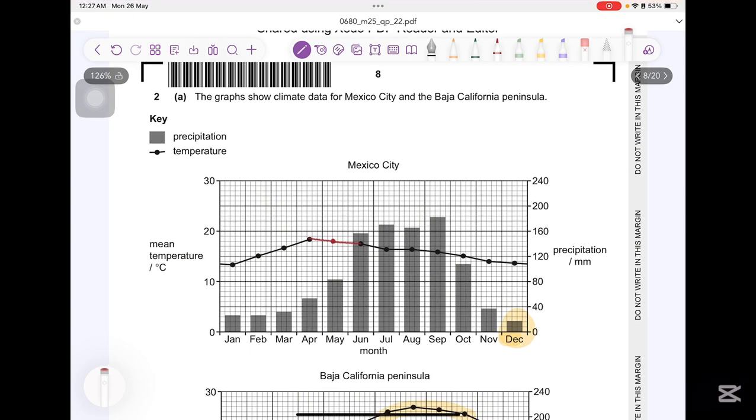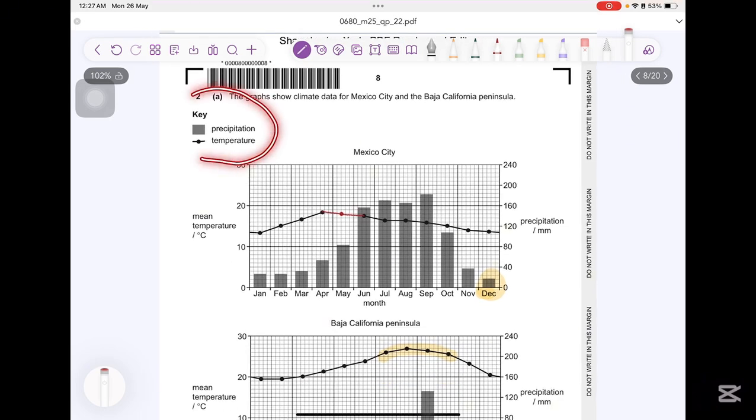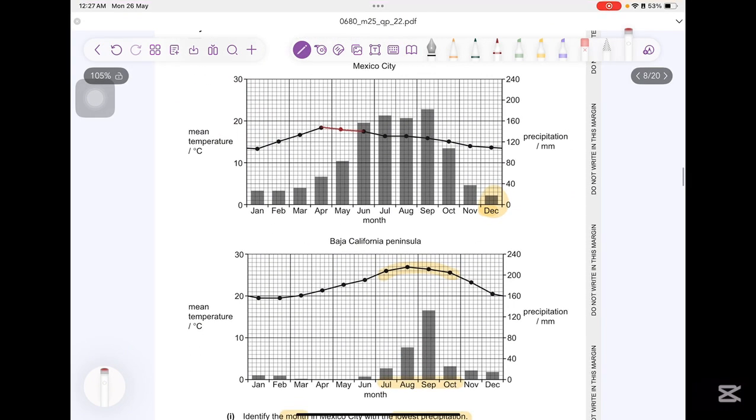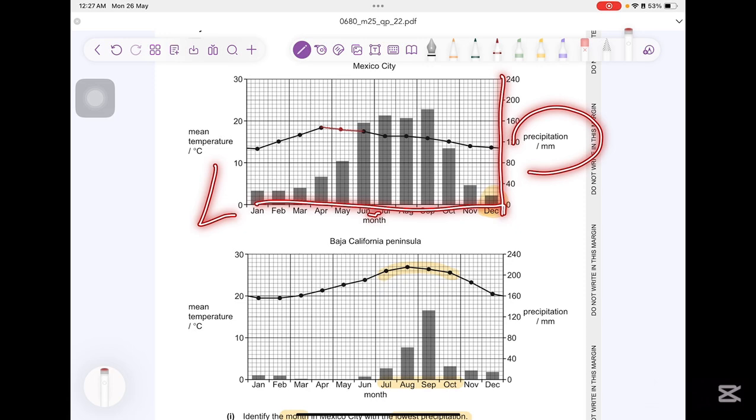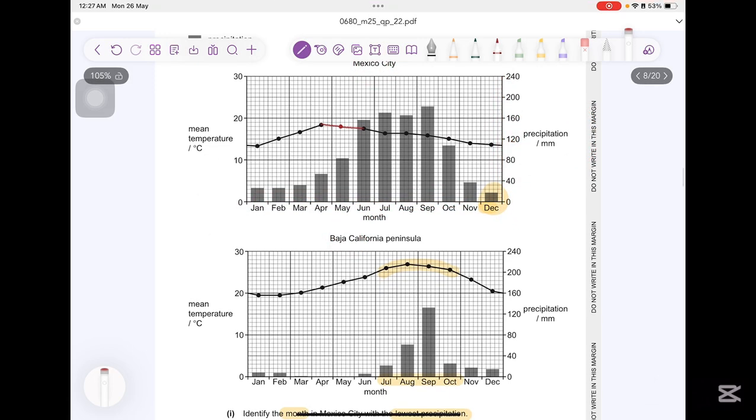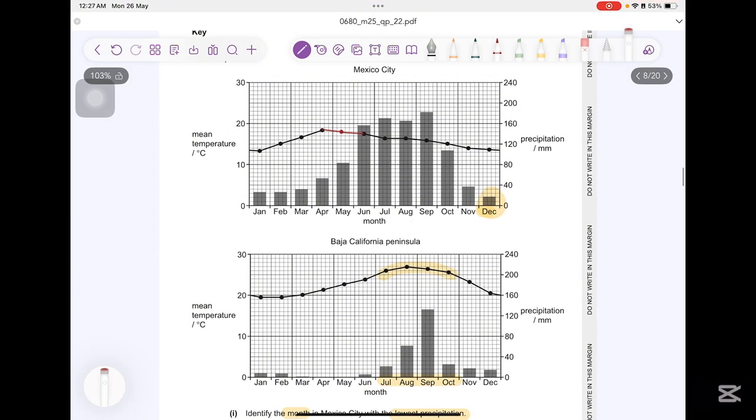Question 2. The diagram shows climate change for Mexico City and Baja. Pay attention to the key. You got the bars, precipitation. The line is temperature. Pay attention to the axis. This part talks about the precipitation. The right part, precipitation. The left part, the temperature. That's Mexico, that's Baja. Before answering your questions, before reading that, take a moment to differentiate the differences or describe what you see roughly, just in case they ask you that question.